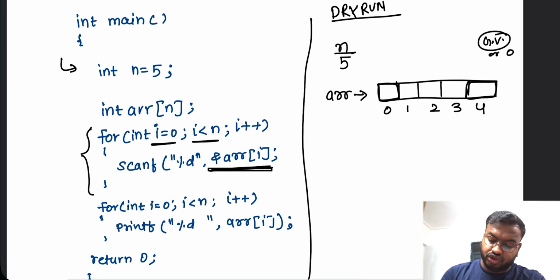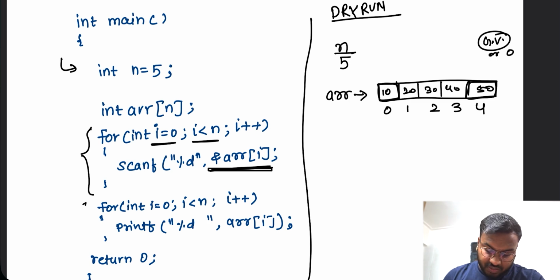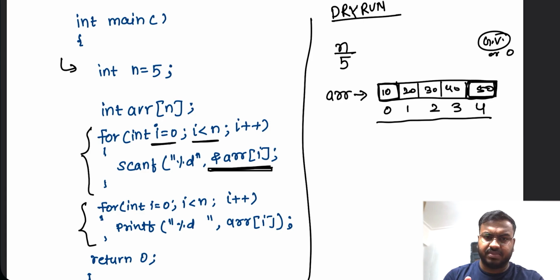Let's suppose the user enters 10 20 30 40 and 50. Then we again run a loop to print it on the console. Now this is your array, these are your index numbers, and you want to print it on the console. So you will run a loop from 0 to less than n. For example, n is 5, so you will print only till 4. Why? Because the index number is always less than the size. So we are printing every element.